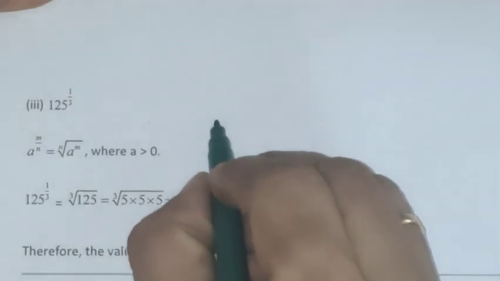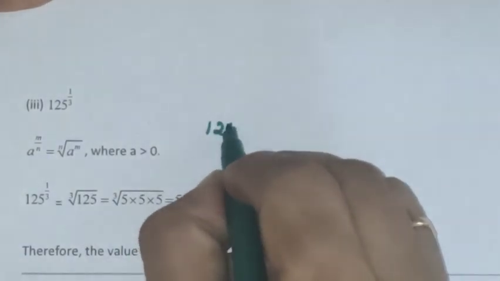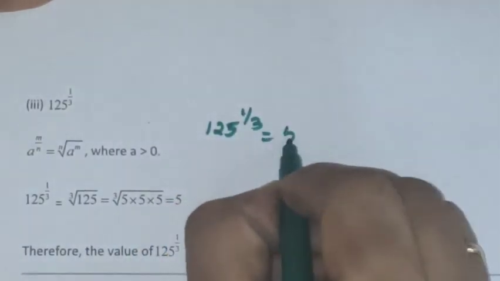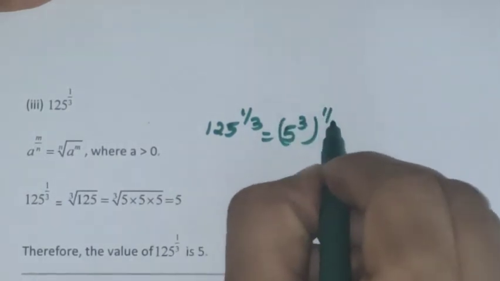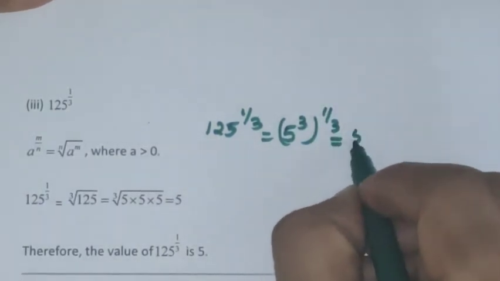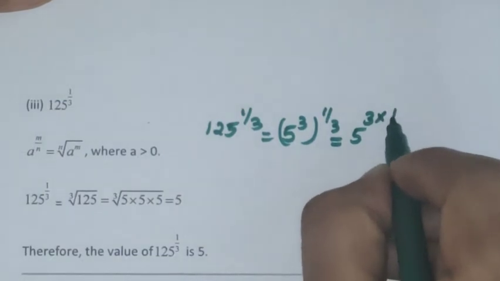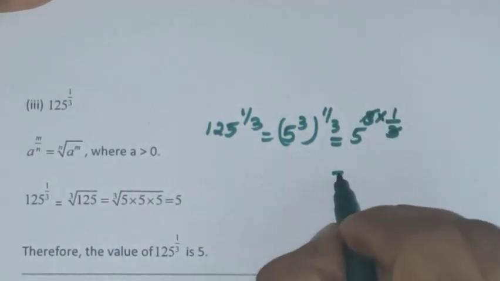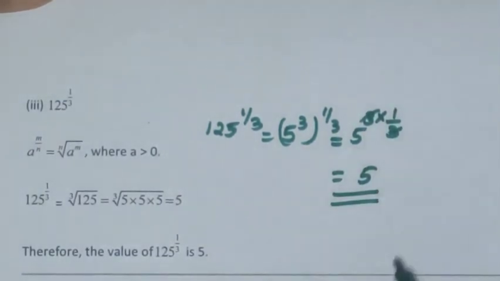Or what we can write, 125 raised to 1 by 3 means 5 cube raised to 1 by 3. That means 5 raised to 3 into 1 by 3. So 3 will get cancelled. Our answer is 5.